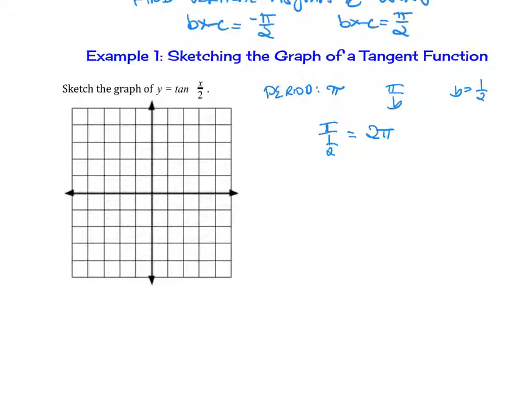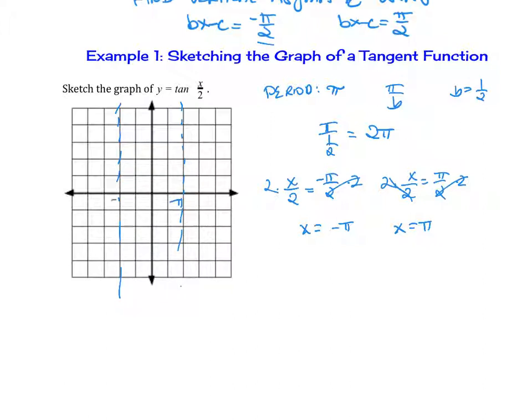So to find the left side asymptote, we set x over 2 equal to negative pi over 2. When we multiply by 2, x is negative pi, so that's our furthest left. And then on the right side, we're going to do the same thing. x over 2 equals positive pi over 2. Multiply by 2, so the furthest right will be pi.